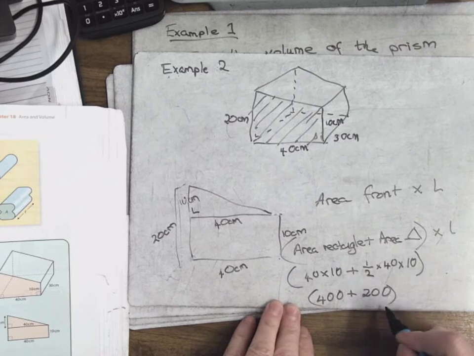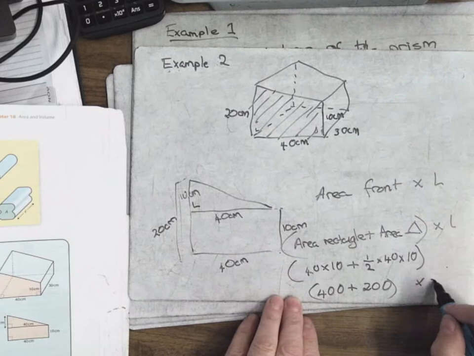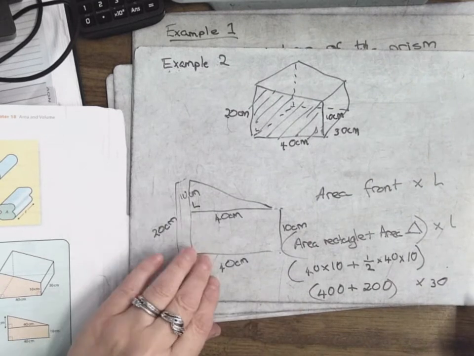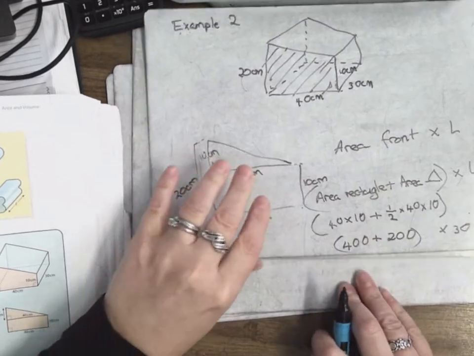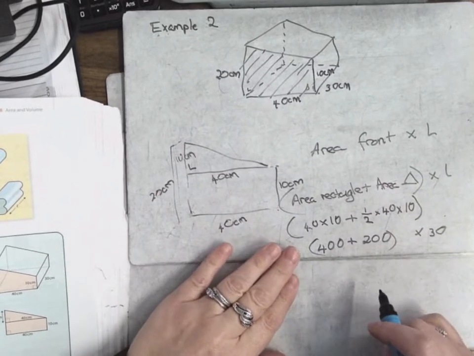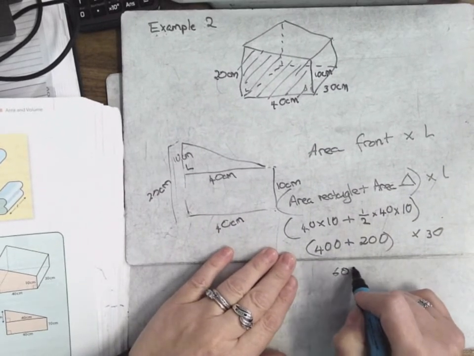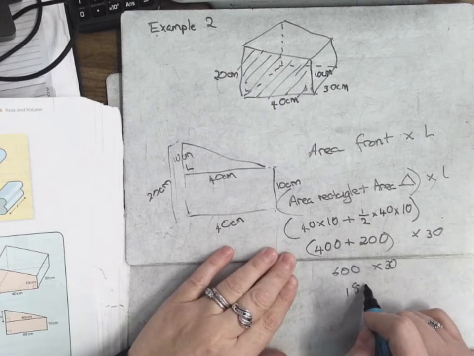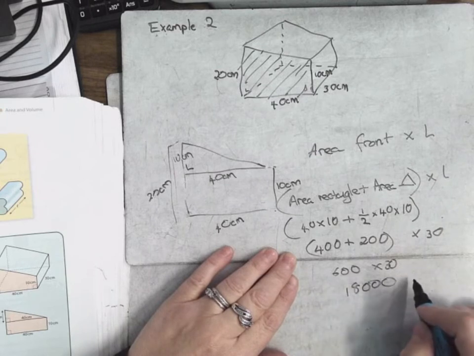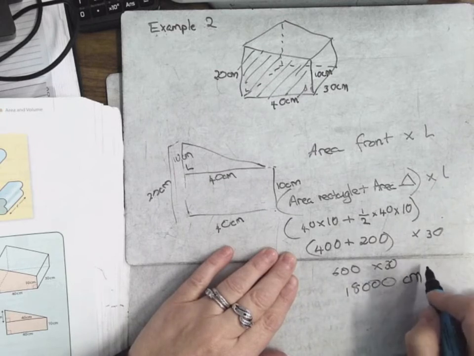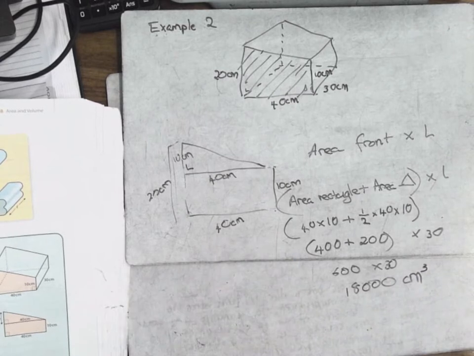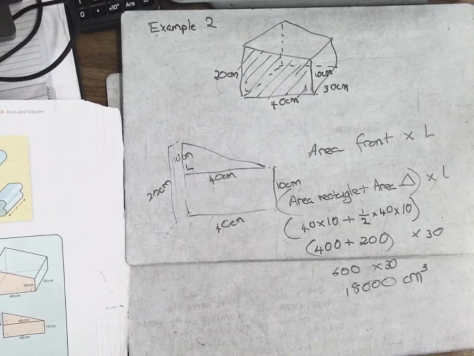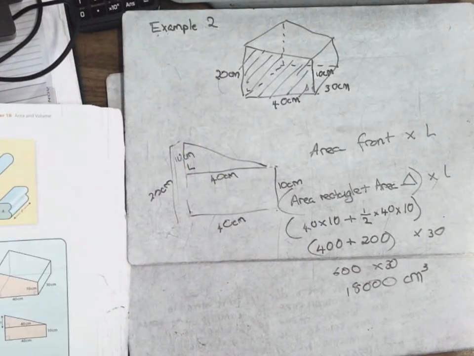So you add those together to get the area of the front, and then you multiply your answer by the length back. So the length back is 30, isn't it? Agreed? Length back is 30. Okay, so 400 plus 200 is 600. 600 multiplied by 30 is 18,000. And everything was in centimeters, so it's centimeters cubed. Is that right? Yeah.